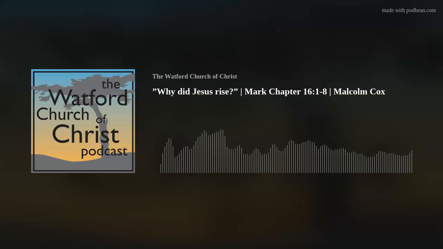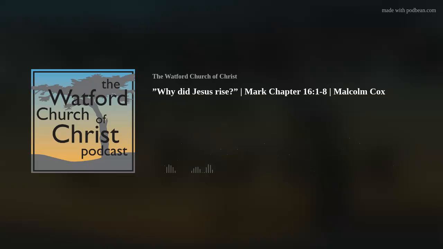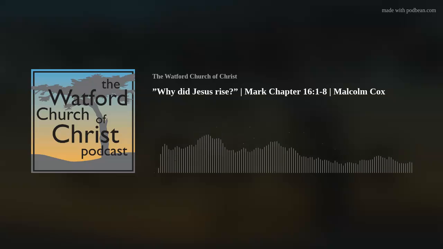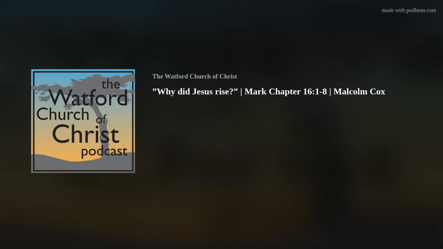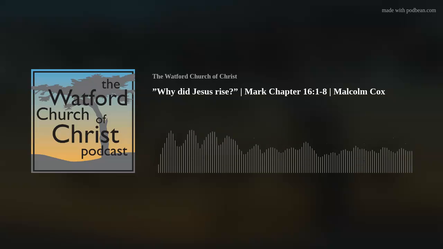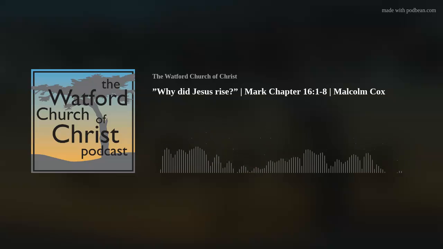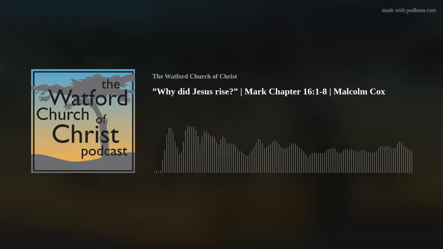You can see there's a right round stone, right? It would have been rolled across there and into a groove, preventing anybody from getting in. So that's a very typical tomb of the time. And this is a modern construction of a first century tomb that may have been quite like the one that Jesus was buried in. So it would have looked something like that.